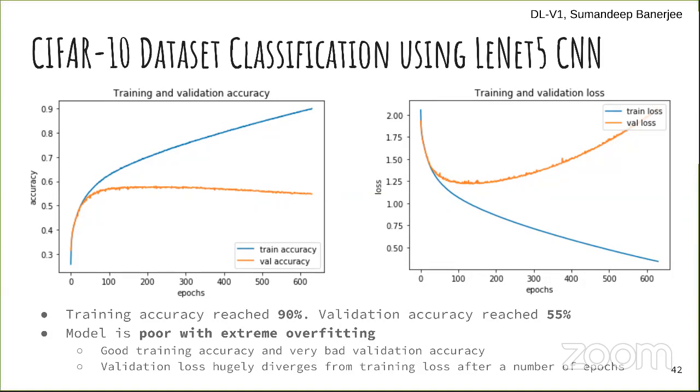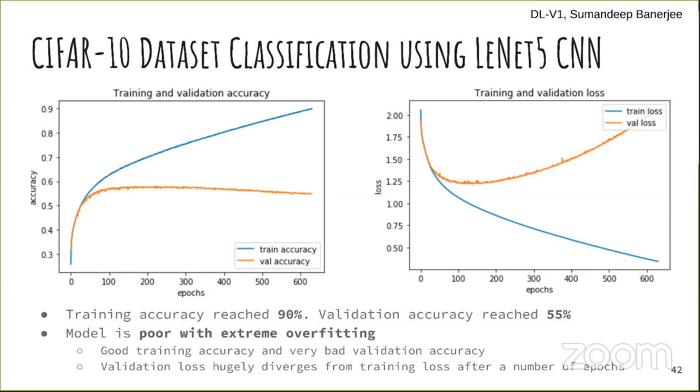Training accuracy reaches 90% after like 600 iterations. So it's slow to train, but does reach 90. And I presume if I keep it running for tens of thousands of iterations, the way the curve is going, it'll probably reach 99% accuracy. But the validation accuracy never moves beyond 55. And even more worrying is that after a certain number of iterations, the validation loss hugely diverges and even becomes worse as we keep training it.